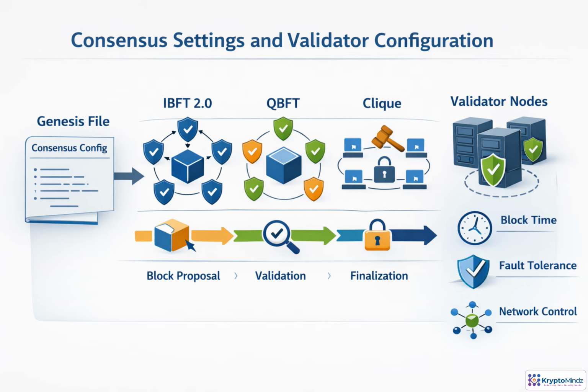Consensus is also set at network creation, so every Besu node starts with the same rules. In private networks, validators are the nodes allowed to propose and validate blocks. Clique is simpler and useful for lightweight development. IBFT 2.0 and QBFT add stronger finality and are common enterprise choices. The selected mechanism, initial validator set, and timing parameters directly shape block time, fault tolerance, and overall control of the network.